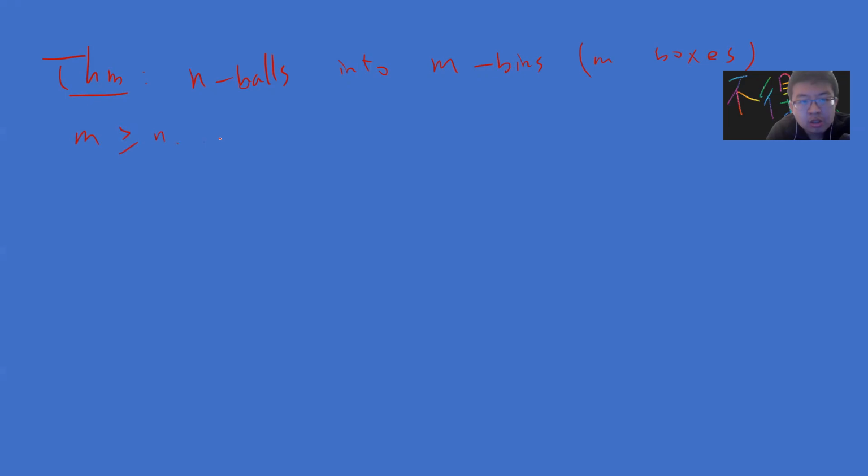There are two different cases: whether the boxes are the same or not. I will explain in detail. Whether the box is the same, the result is the same. So, the probability that there's no collision.